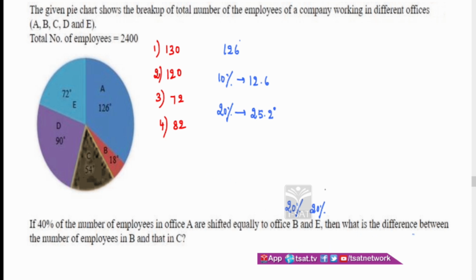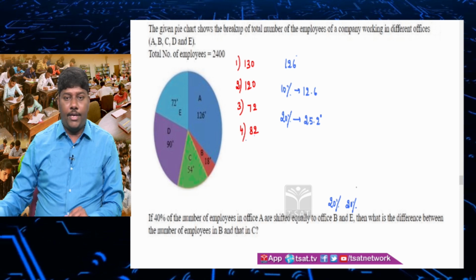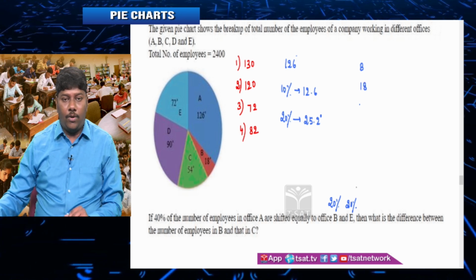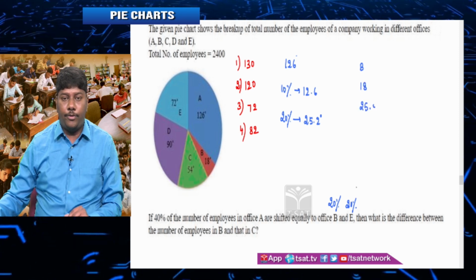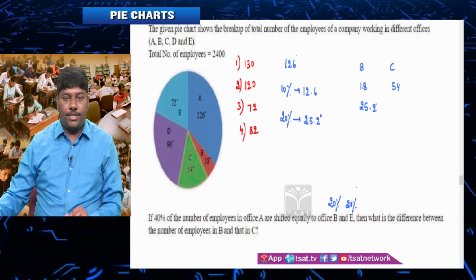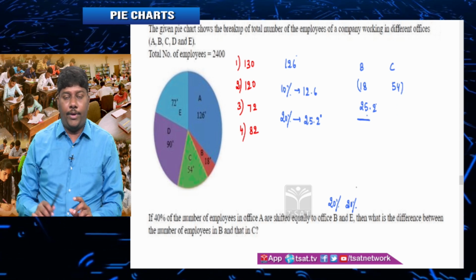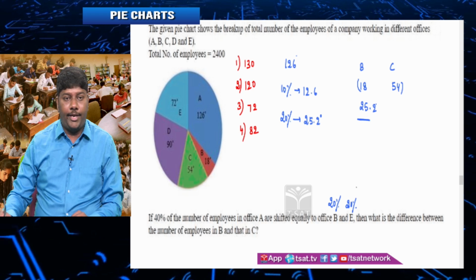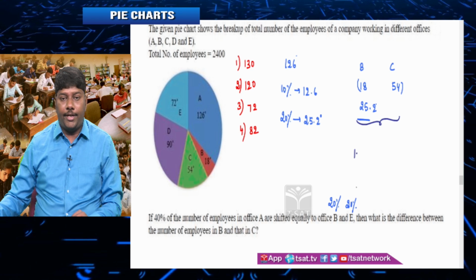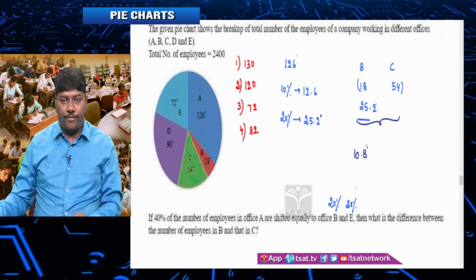So therefore he is asking you then what is the difference between the number of employees in B and C. Now difference between B and C, earlier B is how much? 18. Now how much extra is added? 25.2 degrees is added. What is C? 54. So this difference we know is 36. 36 minus 25.2 is going to be 10.8 degrees. Now we know the difference between B and C is now 10.8 degrees, but he is not asking you in terms of degrees. He is asking you in terms of number of employees.